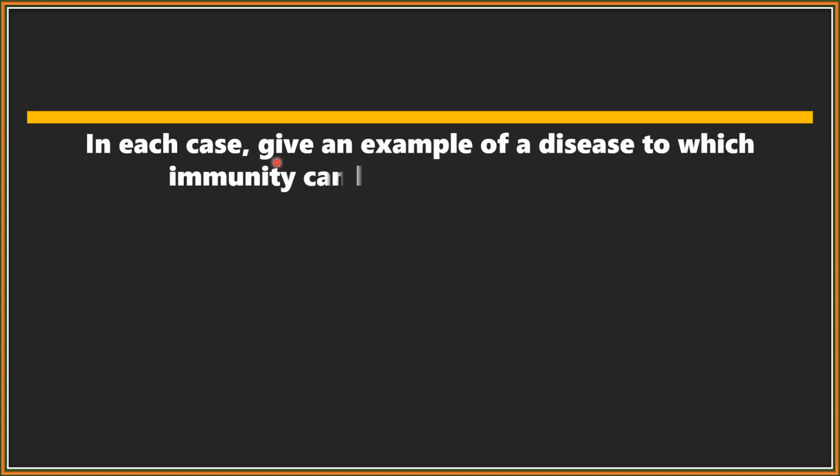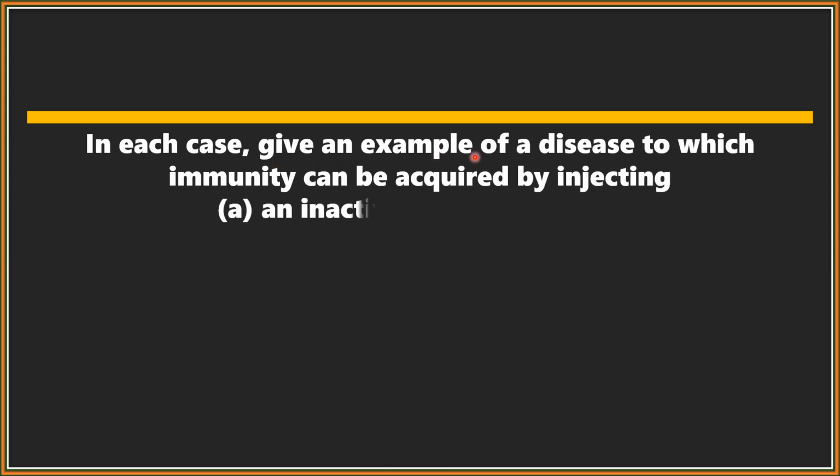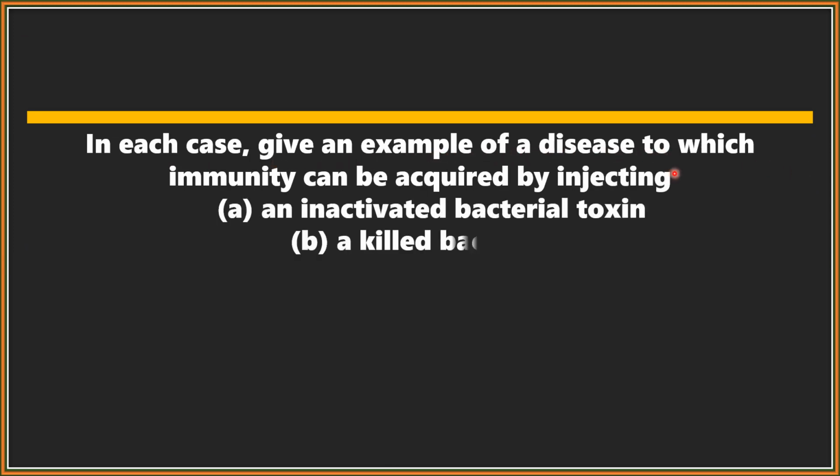In each case, give an example of a disease to which immunity can be acquired by injecting A. An inactivated bacterial toxin, B. A killed bacteria, C. An antibody.